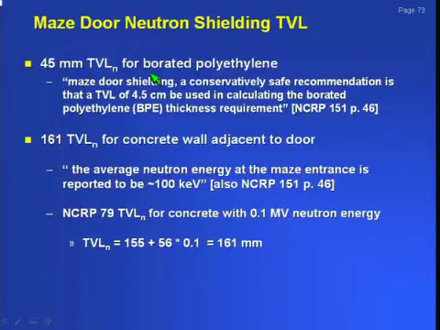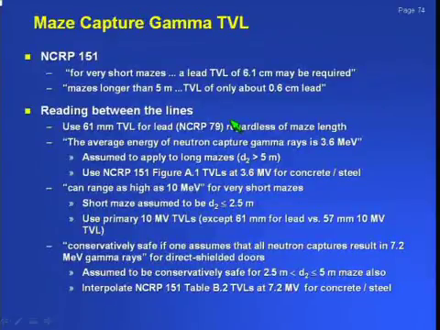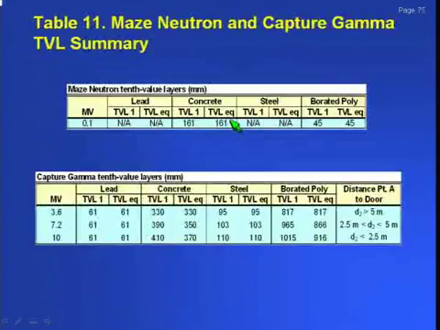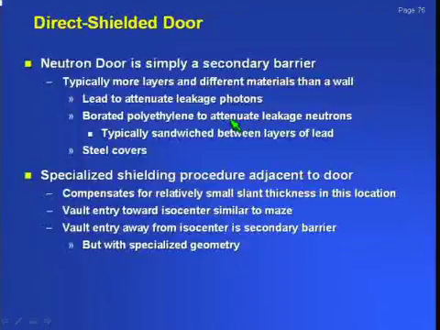We use a 45 millimeter TVL for neutrons of borated polyethylene. That data has been checked out several times, and that seems to be a very safe reference for it. 161 millimeters is the TVL for concrete for the wall adjacent to the door. Then you have to do your maze capture gammas. Here is your data for that.